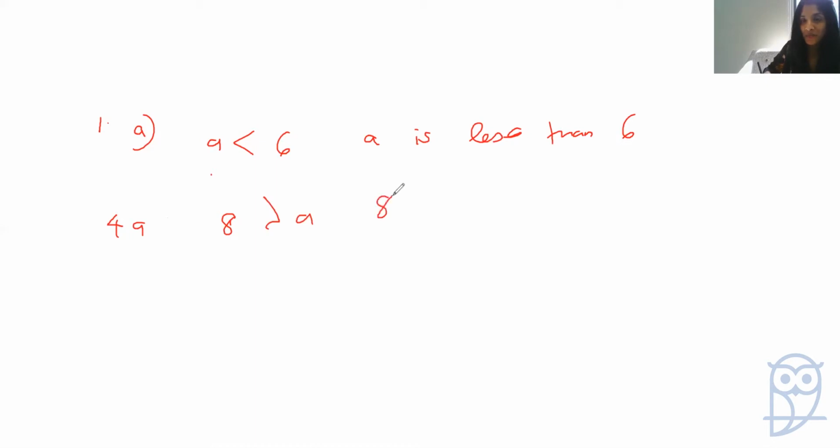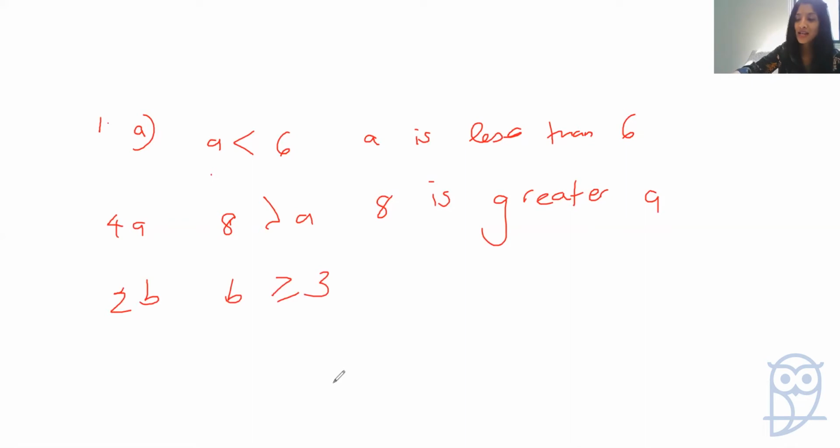For the first one, 1A says A with a sign and 6. What does that mean? It simply means A is less than 6. Then if I go on to number 4A, all I'm saying is 8 is greater than A. What if I have 2B? 2B says B and 3. What am I saying?